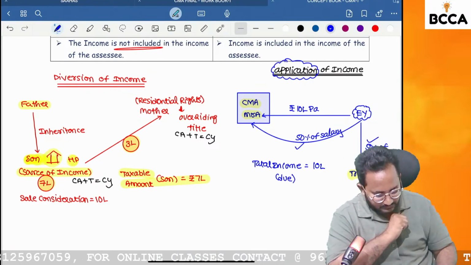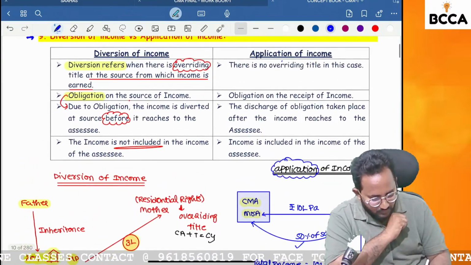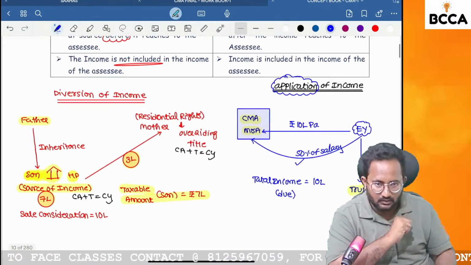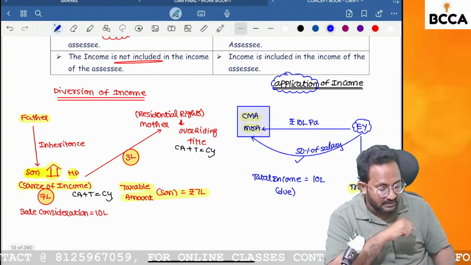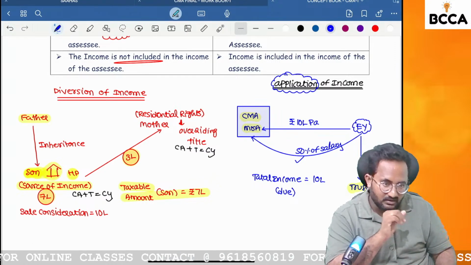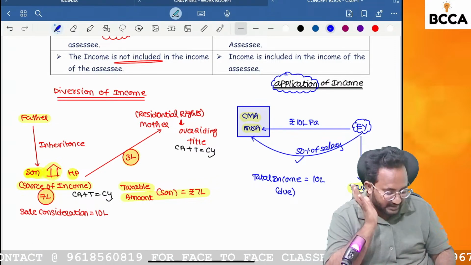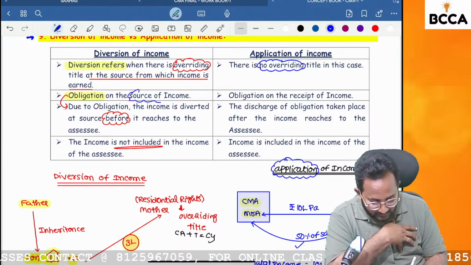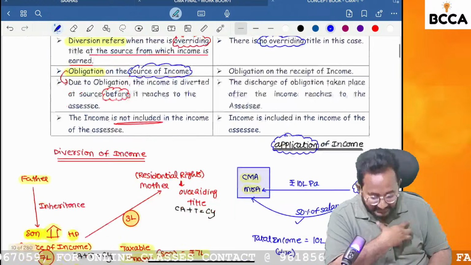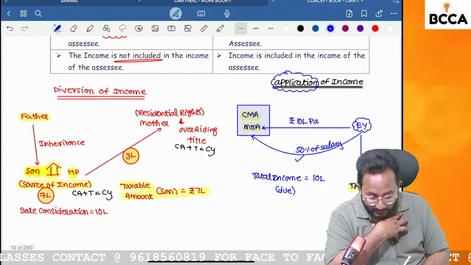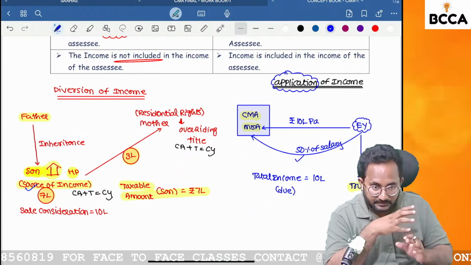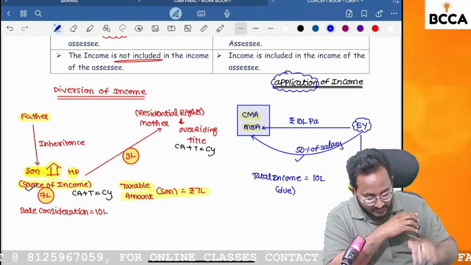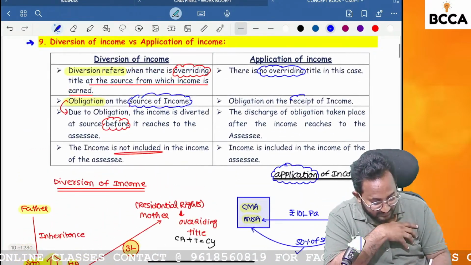Next, there is no overriding title. Does the trust have any overriding title like your mother? No. Here your mother has that residential right, but the trust has no overriding title. Next, can you tell me, obligation on what, my source of income? Here the son has the obligation on the source of income. With respect to the source of income, you have an obligation, some amount you have to give to my mother. But here the obligation is on what? Receipt of income.